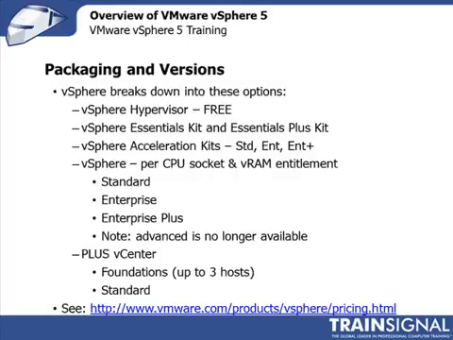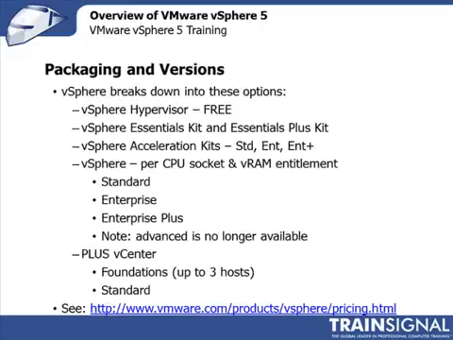So anytime it says kit, you know that you're buying vCenter as well as some number of licenses for VMware vSphere. Above that, you've got the vSphere Acceleration Kits, which includes Standard, Enterprise, and Enterprise Plus. Again, that includes vCenter plus some limited number of vSphere CPU-based licenses.